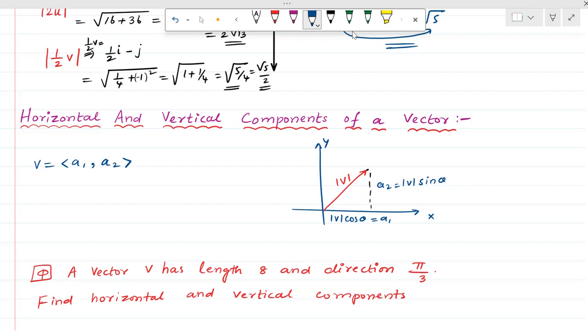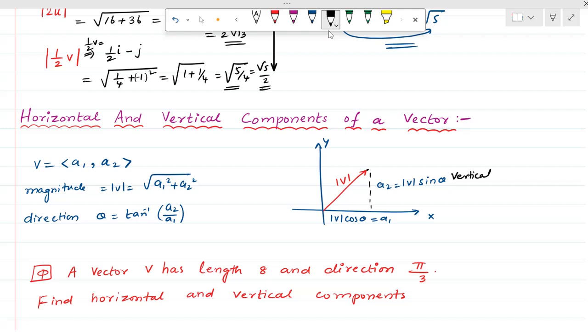And here this is a magnitude. Magnitude is nothing but the absolute V, which is equal to the square root of A1 squared plus A2 squared. And the direction is given by tan inverse of A2 over A1. So this is the horizontal component and this is the vertical component.